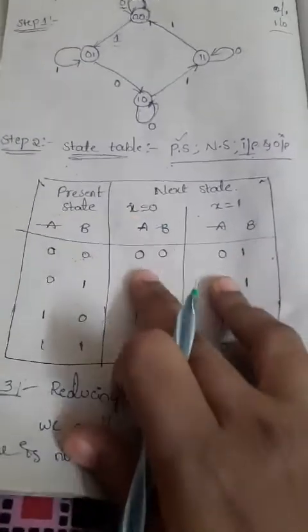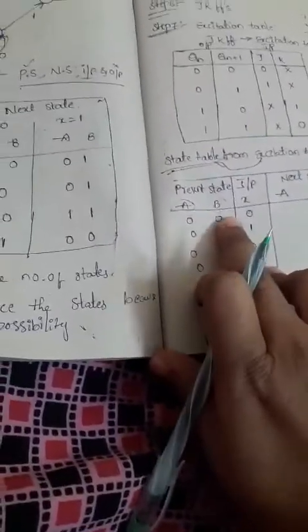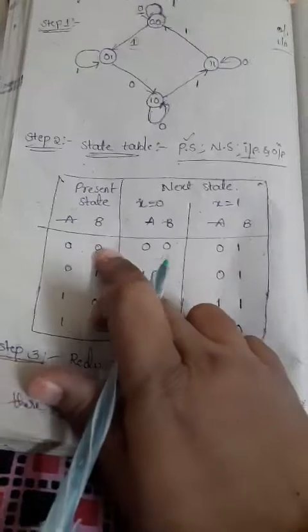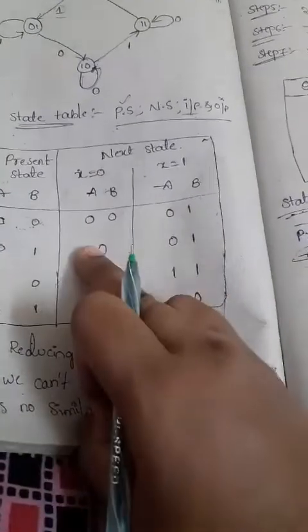Now coming to the next state. How to consider it? Already it is mentioned in the state table. For x equals 0, what is the next state? For x equals 1, what is the next state? For the 0 0 condition, x equals 0, what is the transition? 0 0. For x equals 1, 0 1. Like that, for 0 1 with x equals 0, that is 1 0. Next, the 0 1 case with x equals 1: 0 1.